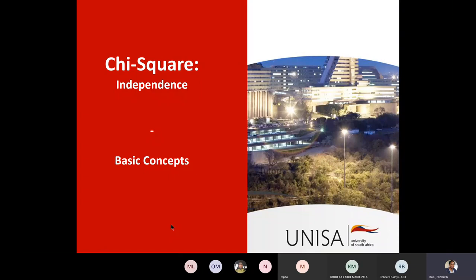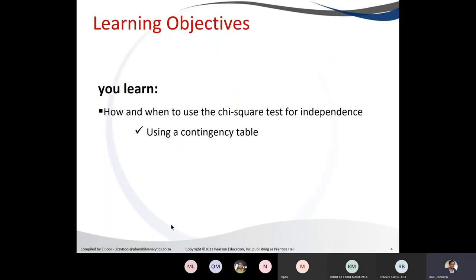So one, we're introducing a new table and a new test statistic. You just need to know all those. By the end of this session, you should learn how and when to use the chi-square test for independence and be able to use a contingency table to answer the questions for your chi-square test.